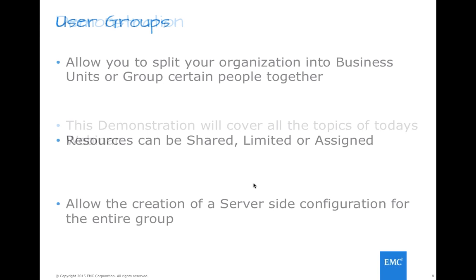The assigned group is slightly different. It's similar to limited in the sense that it has only a maximum amount of storage, but the assigned user group actually takes the storage out of the shared pool and keeps it to itself. So if you decide to assign 30 gigabytes to that user group, then it's always going to have just 30 gigabytes unless you update that. That 30 gigabytes then is taken out of the shared pool and is no longer available to the rest of the organization.